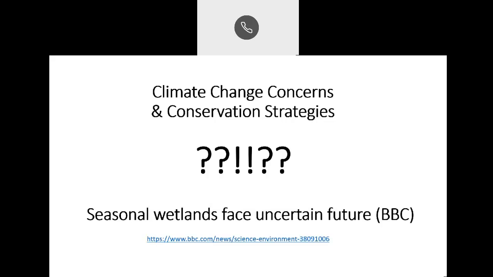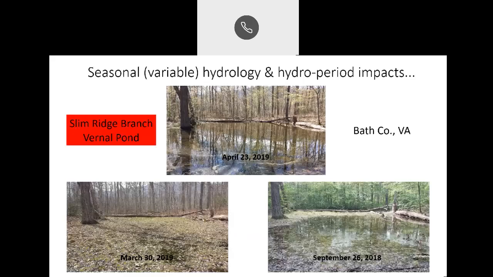But it is, of course, important that I mention climate change concerns are really at the center of our studies and our efforts now. The fact that these are seasonal wetlands driven by annual precipitation in their hydrology, and the ways that that is changing now creates an uncertain future for these habitats. You can check out this BBC article linked here. Next, please. Final thought, here's an illustration.